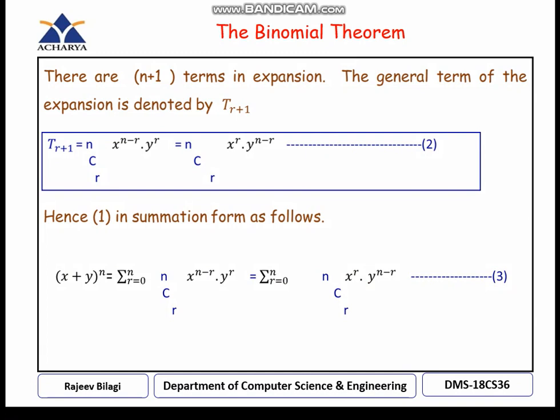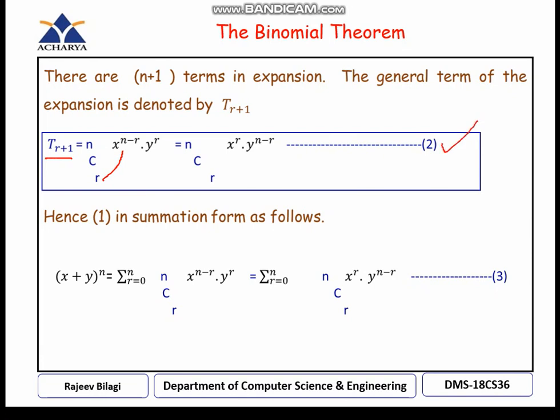If you look at the general form, I can write T(r+1) is equal to nCr x to the power of n minus r into y to the power of r. So this I can also write as nCr x to the power of r into y to the power of n minus r, which is equivalent to this.